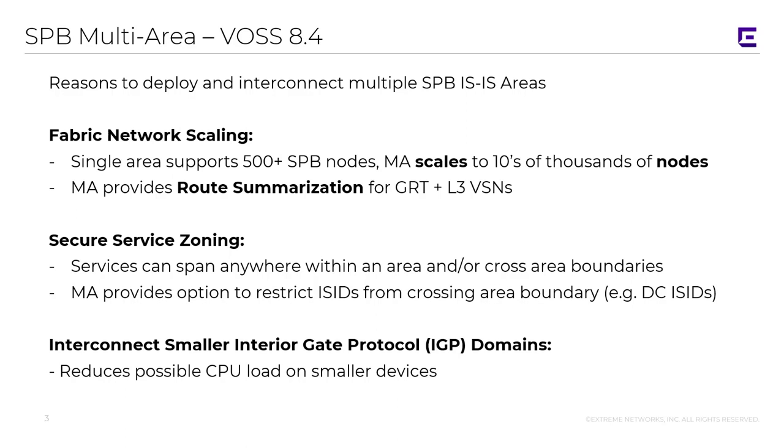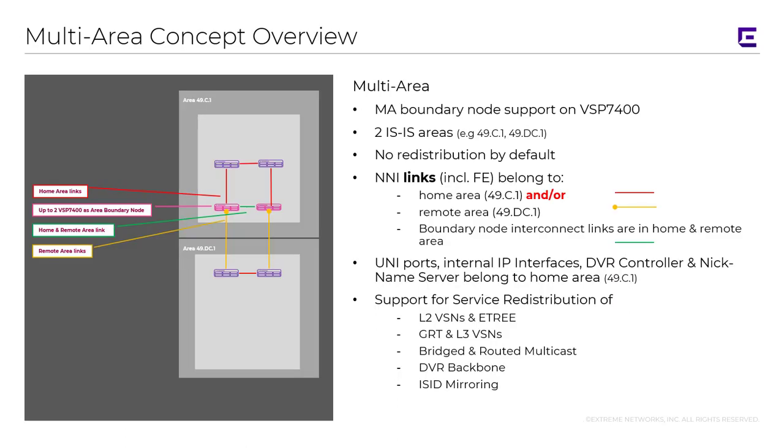So now it's important to realize that this is the default. If you took multi-area and created a data center area, it by default would share nothing. All ISIDs will be restricted, but you would be able to go in and actually share services. And this is an important thing that we'll talk about later on. This is a good slide for the concept overview. It's important to realize that everything happens in what we refer to as area boundary nodes. And a couple things, obviously, is they need to run VOSS 8.4, but they also need to be VSP 7400s, and they can either be 48Y or 32C.